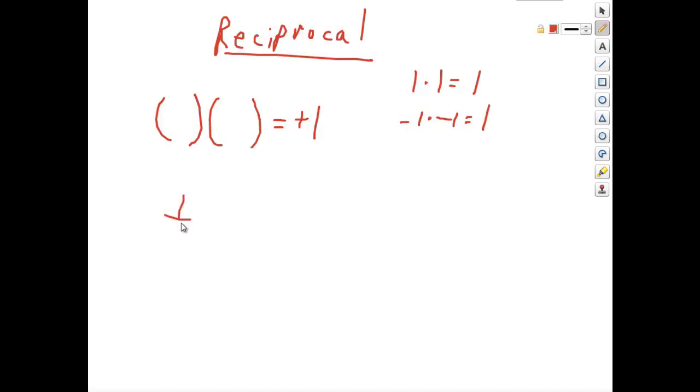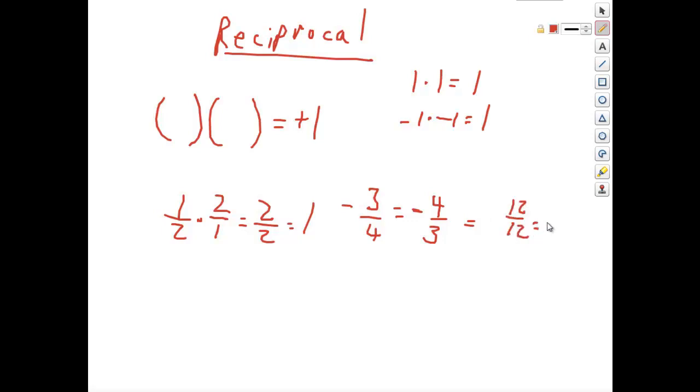Well, what's the reciprocal of 1/2? The reciprocal of 1/2 is 2 over 1. 1 times 2 is 2, and we get 2 over 2, which equals 1. The reciprocal of negative 3 over 4 is negative 4 over 3. A negative times a negative is a positive. 3 times 4 is 12 over 3 times 4 is 12, which equals positive 1. So we can see, looking at these three examples, that a reciprocal is simply the inverse of the number we're trying to get the reciprocal of.